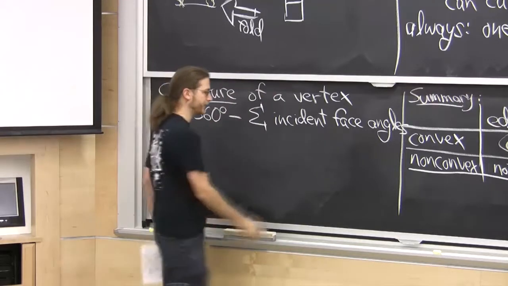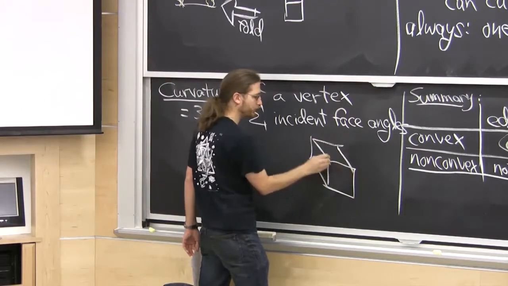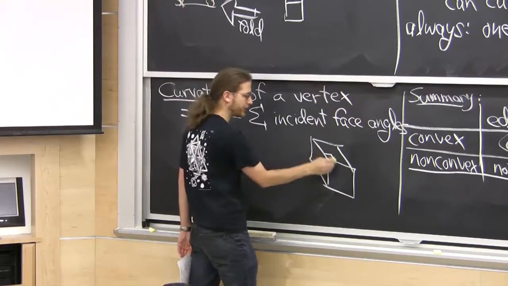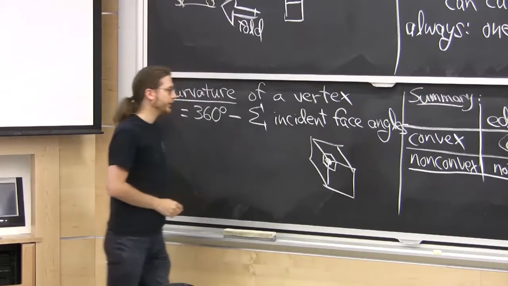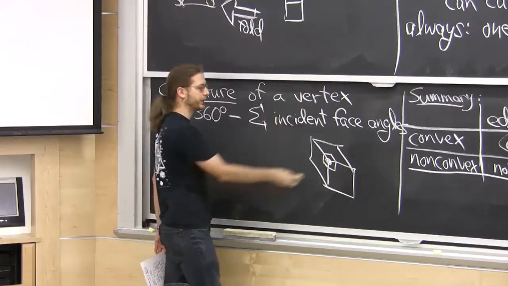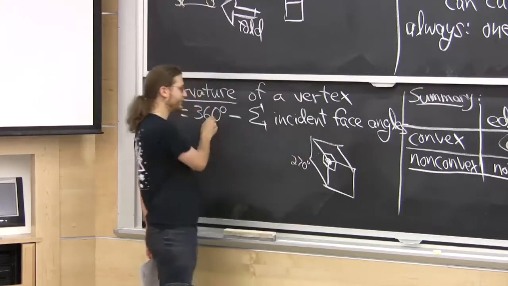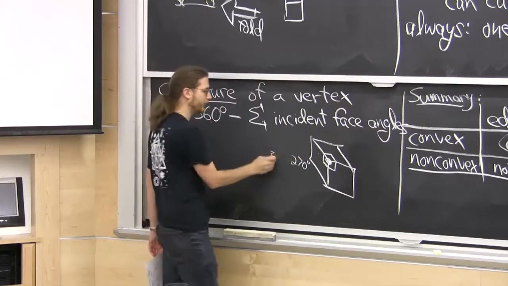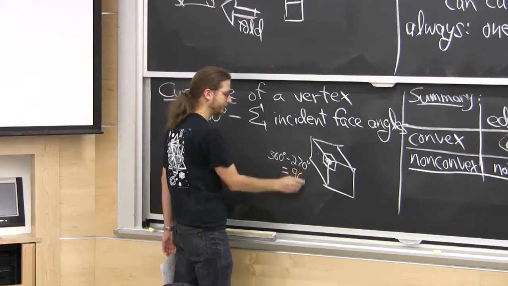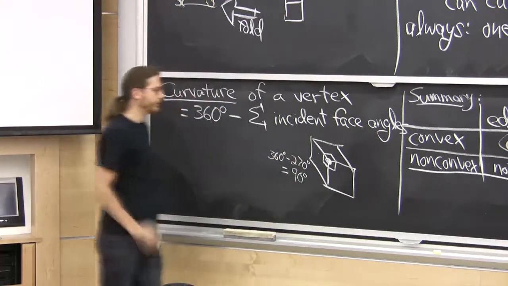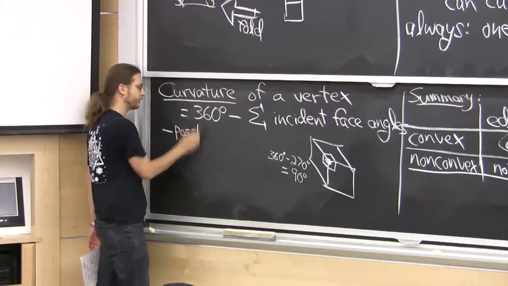Okay, if you have some vertex on your polyhedron, let's say we're looking at the corner of a cube. So this has 3 90-degree angles coming together. You sum those angles, we get 270. And then you take 360 minus that sum, and that is your curvature. This is going to be 90. And what I really care about is whether the curvature is positive, 0, or negative.